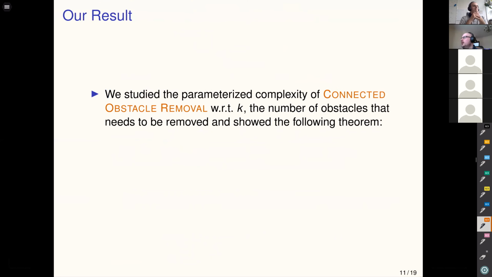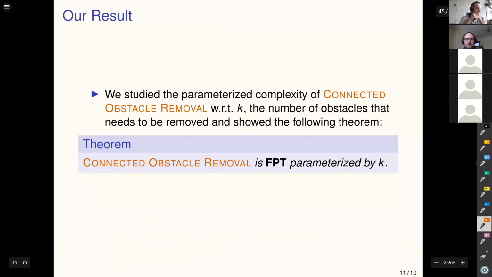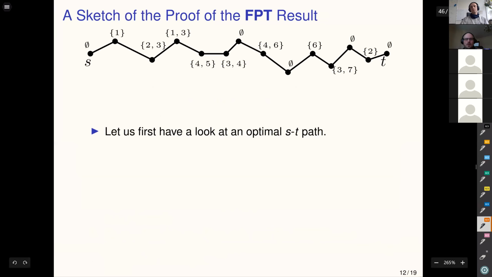Okay, so for the rest of the talk, let me sketch our algorithm a little. Our result is that connected obstacle removal is fixed parameter tractable by K, the number of colors, or obstacles, that need to be removed. To get to our algorithm, we start by looking at the structure of some optimal path from S to T. Let's imagine that this is some path from S to T, and on the vertices of the path we have some color sets. So here we have color one, here color two, three, and so on.